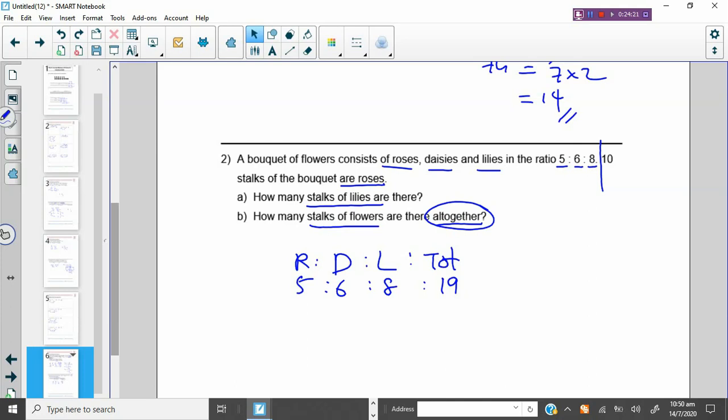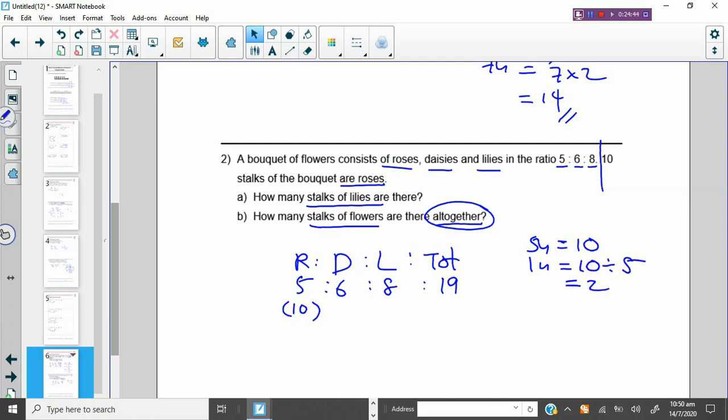Okay, now 10 stalks are roses, so which is the important number, right? 10 stalks are roses. So what does that mean? It means that there are 5 units of roses. Okay, 5 units, and your 5 units is also equal to 10. So you can find 1 unit, which is 10 divided by 5. So 1 unit is 2.